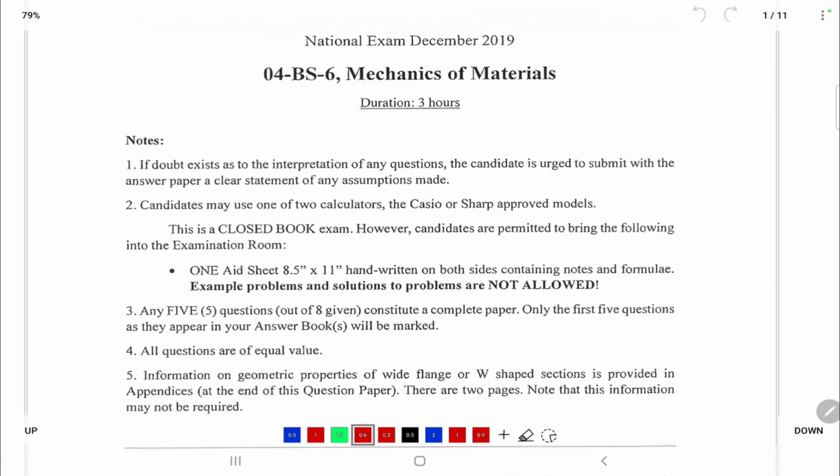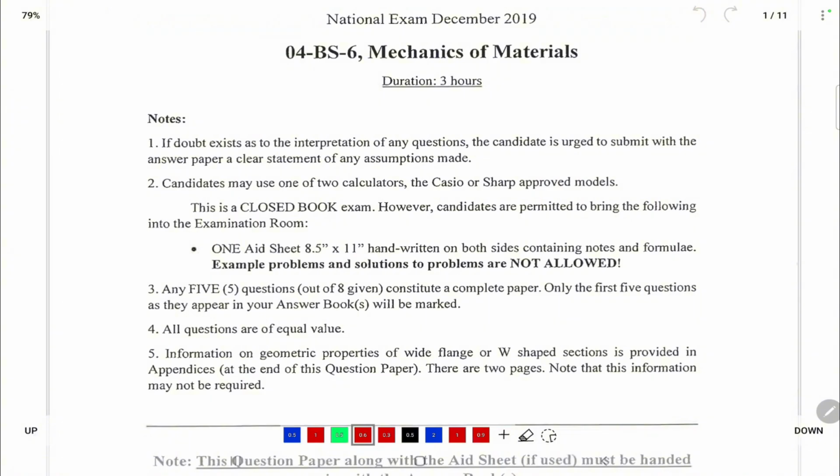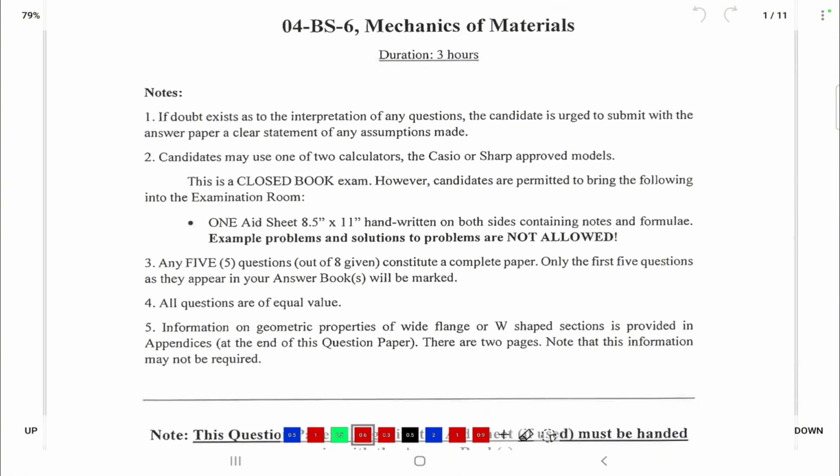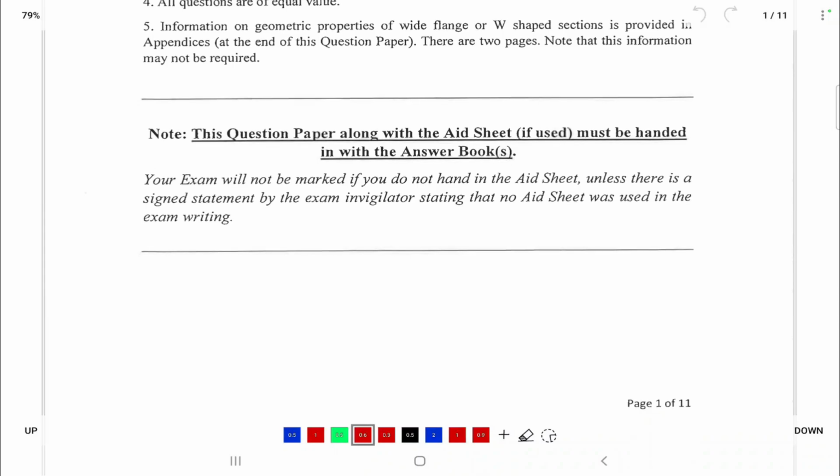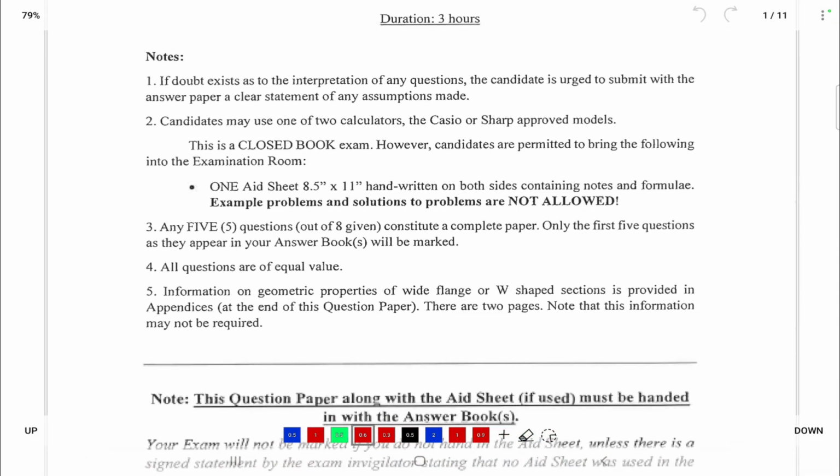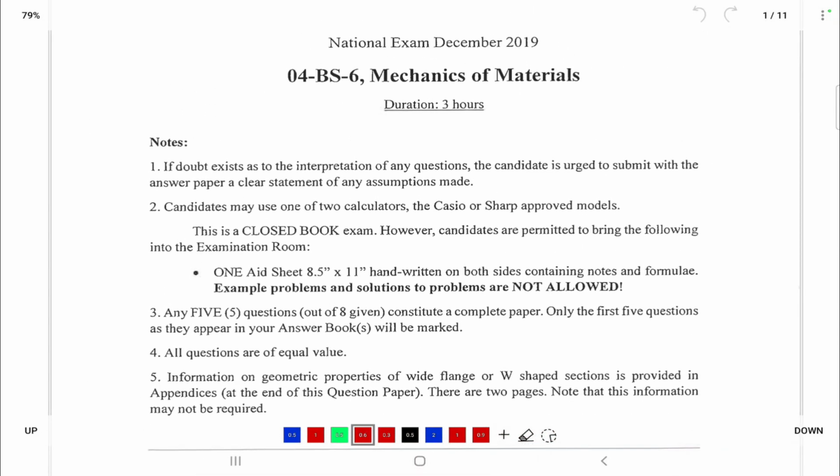So these are the notes you can go through in this exam. And now we will go and solve those questions in this exam.